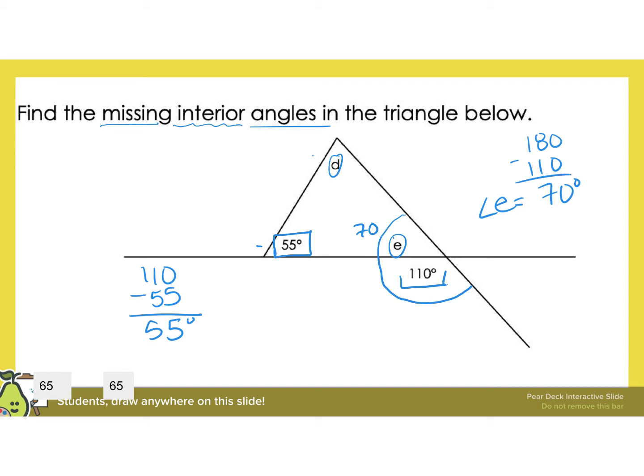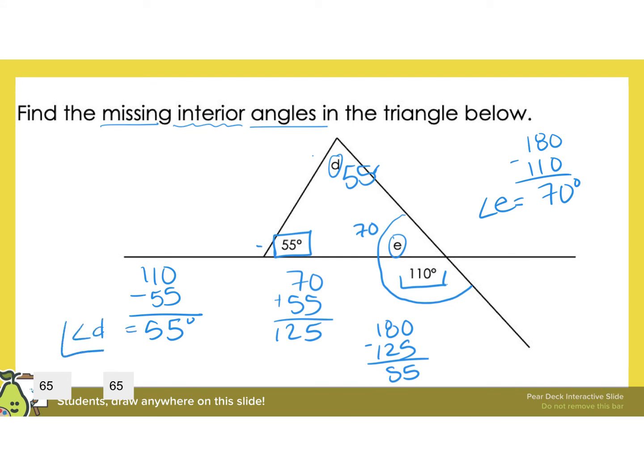If that didn't make sense to you, you can add 70 plus 55 to get 125. All three of them have to equal 180. So multiple ways to get your missing angles. So we have 70 degrees and 55 degrees.